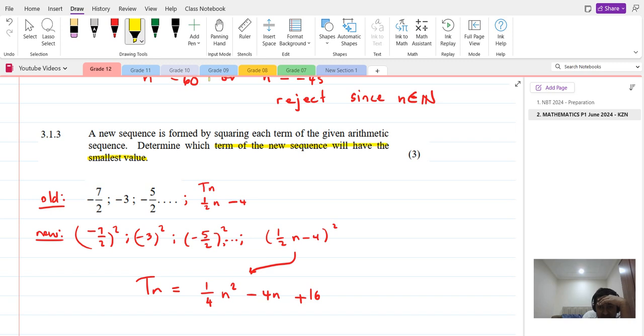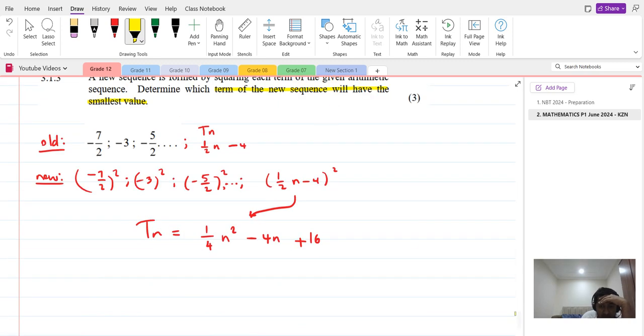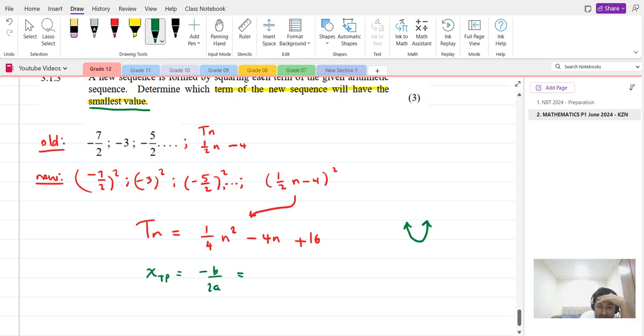The smallest value, how do we solve that? It means the minimum value. Minimum value is from this function. We know that this is a happy face function. So we're going to try to work out the x value of the turning point, which is minus b over 2a. If you do minus b over 2a, you're going to get minus 4 over 2 times a quarter, right? So I've got 4 divided by a half, which is 8.